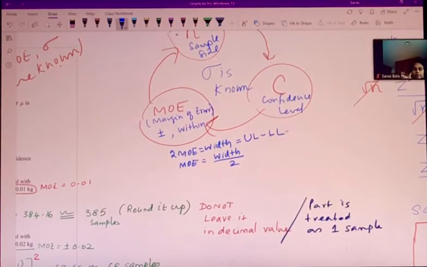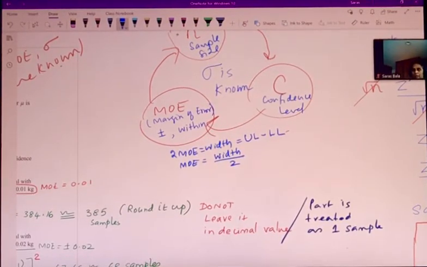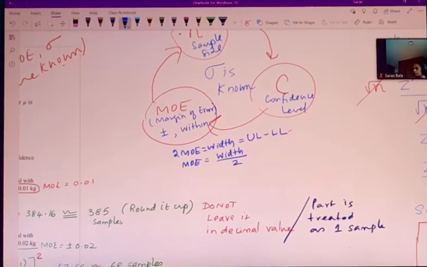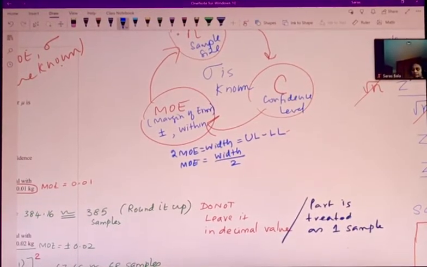Suppose the width is given, that is twice the margin of error, and then half of it is going to be equal to the margin of error. Anyway, you have to read the problem. In all cases, you have to read the problem, whether the MOE is given or twice the MOE is given. And on top of that, you can also imagine the plus or minus sign, which goes on either side from the center, and "within" is another keyword that can be used for margin of error.